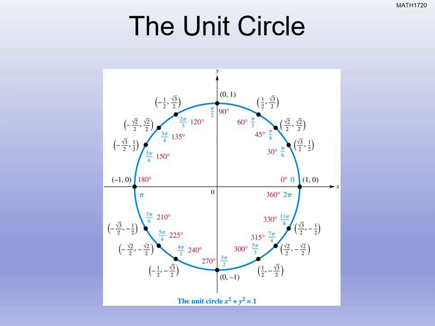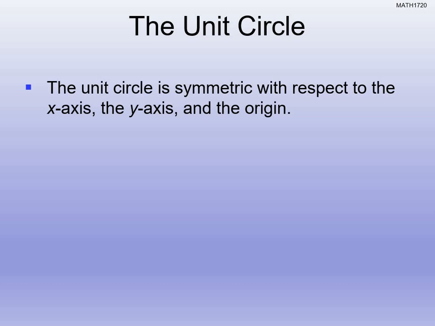Everything is tied to 30, 45, 60 in each quadrant. In quadrant 1, those are the angles, 30, 45, 60. In quadrant 2, they're the reference angles, where the reference angles are 60, 45, and 30. Same with quadrant 3 and quadrant 4. Those are all based on the reference angles that we did in chapter 2. So the unit circle is symmetric with respect to the x and y axis and the origin.